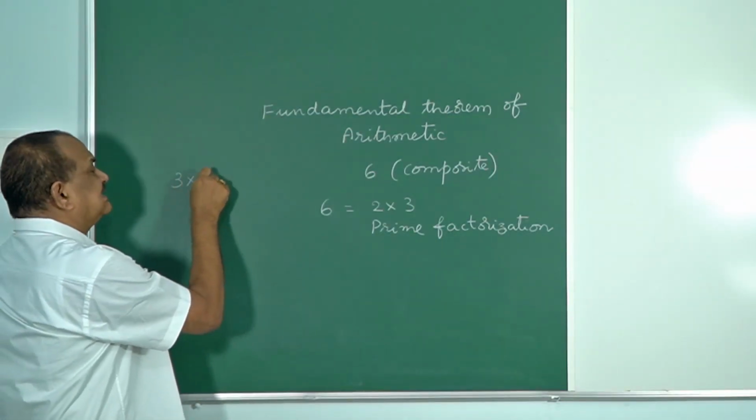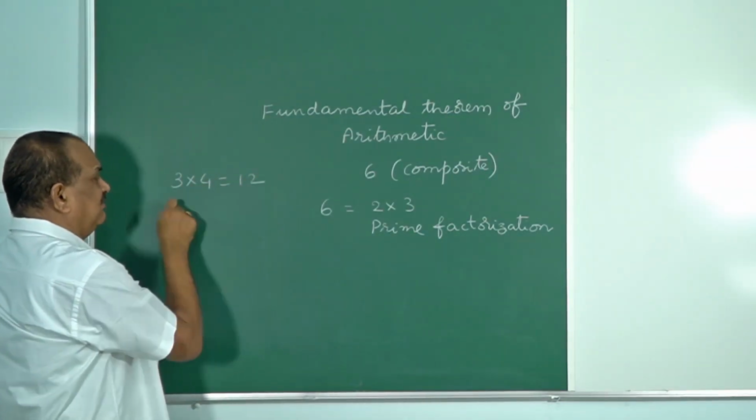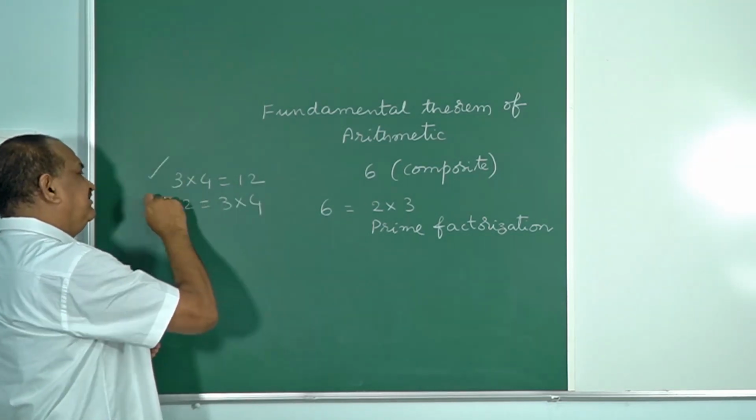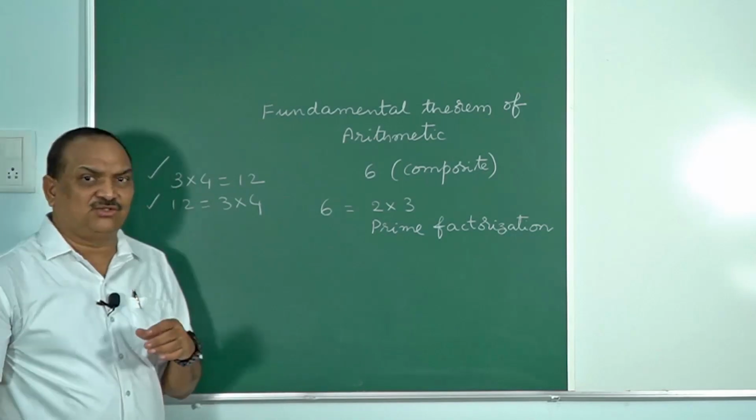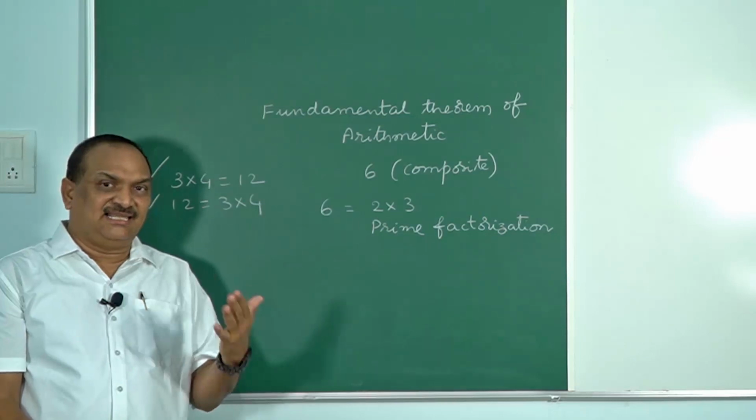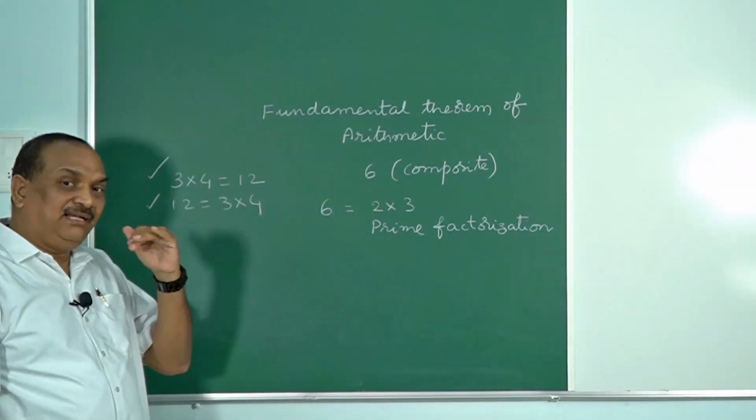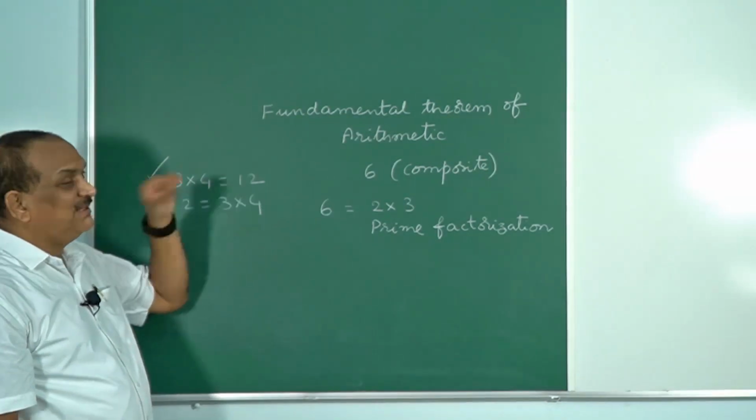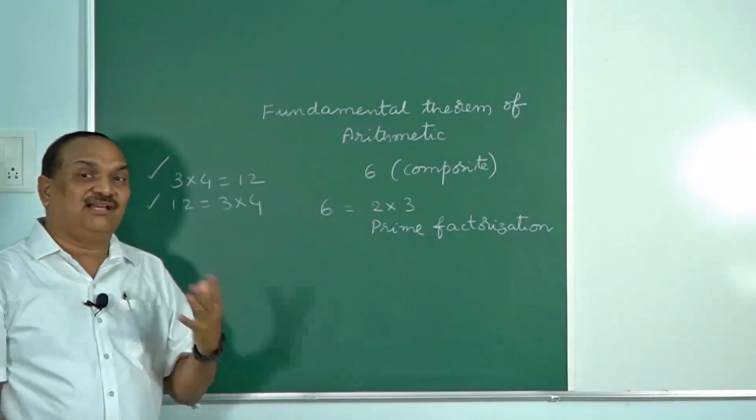Let me take a multiplication and check whether it's a prime factorization or not. Now, I have, let us say, 3 times 4 equals 12 and 12 equals 3 times 4. Can you tell me if there is any difference between these two? Obviously I changed the sides, but it doesn't end there. These two are completely different in mathematics. The first one is called multiplication and the second one is called factorization.